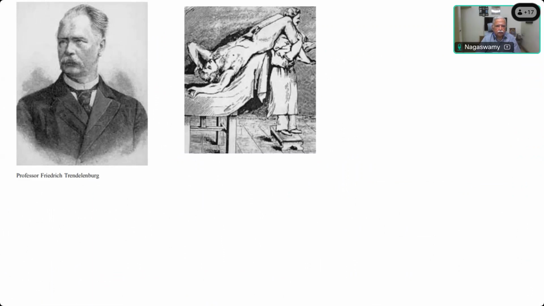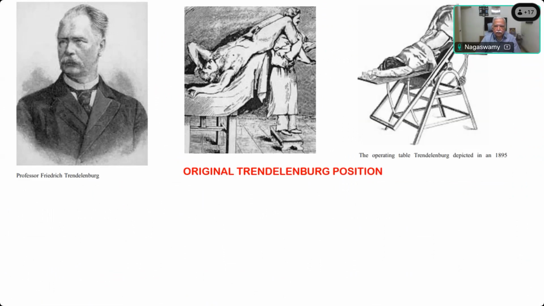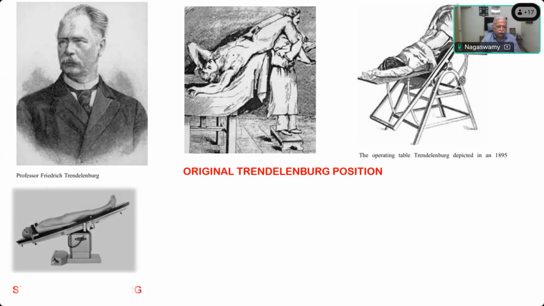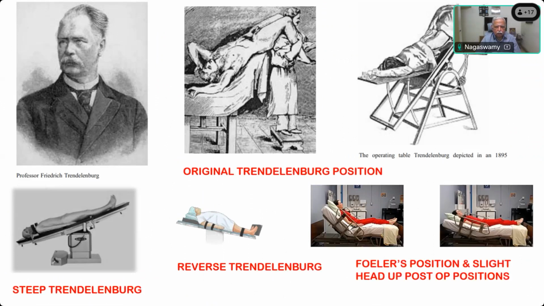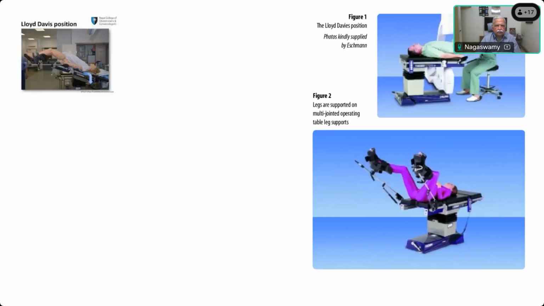And this is the way they did the lithotomy in the olden days to do the surgery. One person used to hold the leg all the time and then they used to operate. The original Trendelenburg position, then they removed the man who was holding by adjusting the table in 1895. This is the steep Trendelenburg. This is the reverse Trendelenburg. These two are called Fowler's position and flight header built in the post-op period. This is Lloyd Davis position.